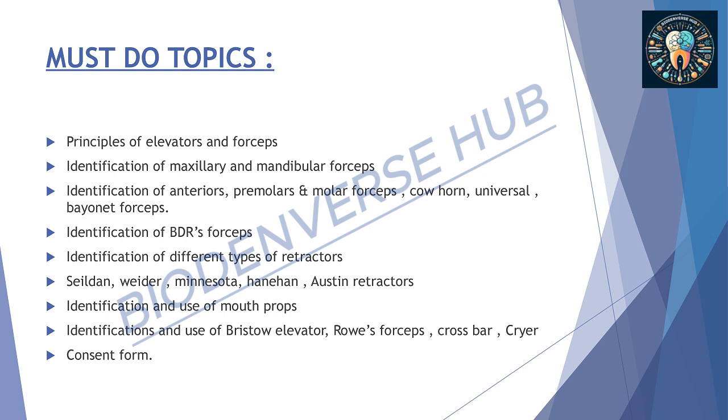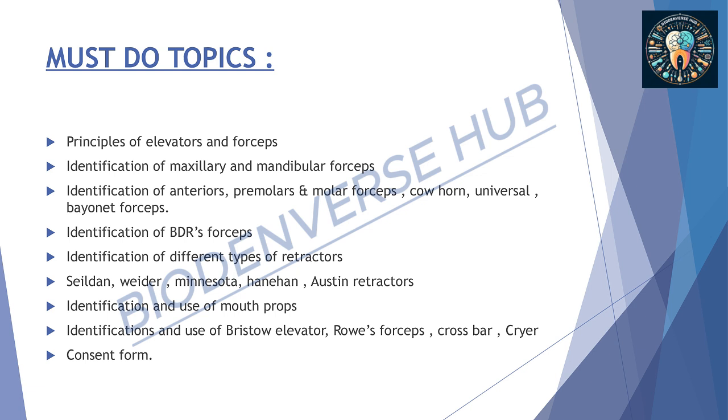Then most importantly, from the instrumentation point of view, you need to know about the differences between the maxillary and the mandibular forceps, and you also need to know how to differentiate the molar forceps from the premolar forceps and premolar forceps from the anterior forceps. There are some forceps, that is the cow horn forceps, universal forceps, and bayonet forceps. You need to know the points of identification of these forceps plus their uses as well. Then the BDR's forceps, their beaks are usually jointed, so you need to know about them as well.